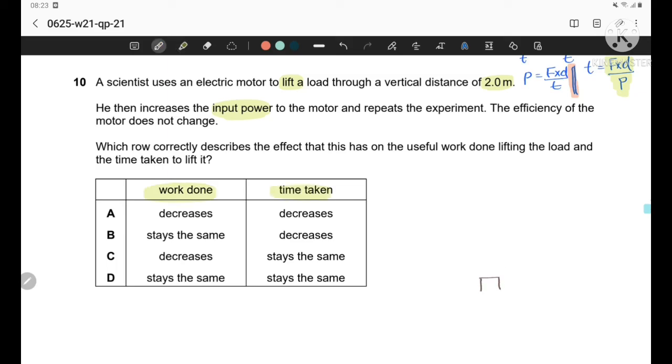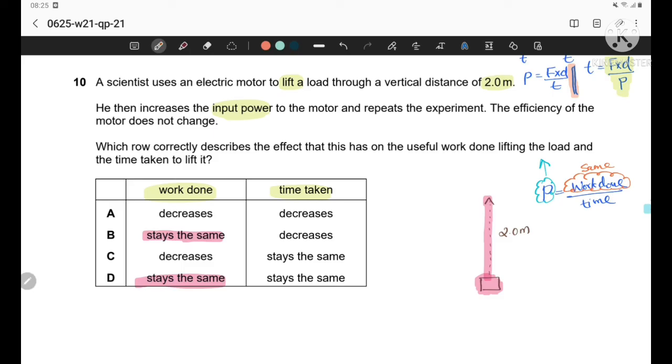So the motor has to lift a load to a 2 meter distance. Even though the power of the motor increased, it still has to do the same work. It has to lift the same load to the same height, so the work done is not going to change. Work done will stay the same. But what about the time taken? Power increases means, what is the equation of power? Work done over time, and the power has increased, but in this case work done is still the same, because the motor has to lift the same load to the same height.